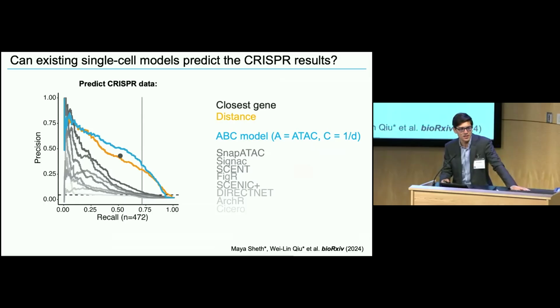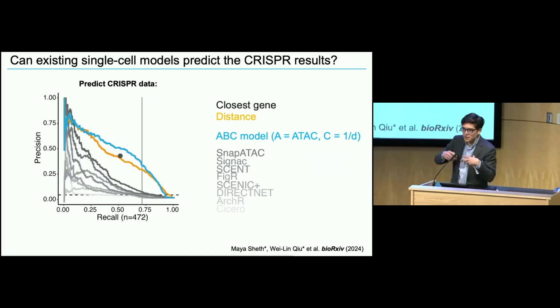And the first thing that we did was compare these CRISPR data to various models that have been previously developed to predict enhancer gene regulation from single-cell data. And so here's a precision recall curve predicting the CRISPR data. The perfect model would be up here. If you simply link every element to the closest gene, you get it right about half of the time. If you link elements to genes based solely on distance, you get this curve here.